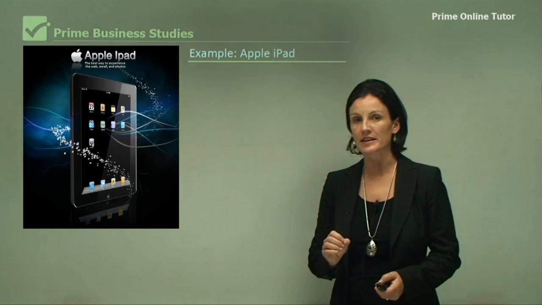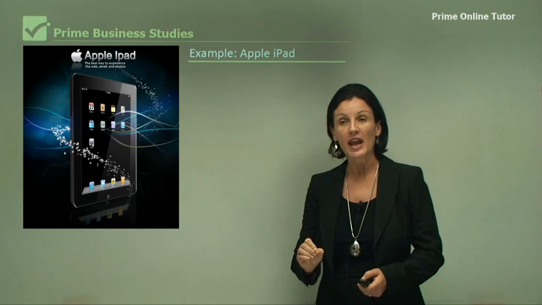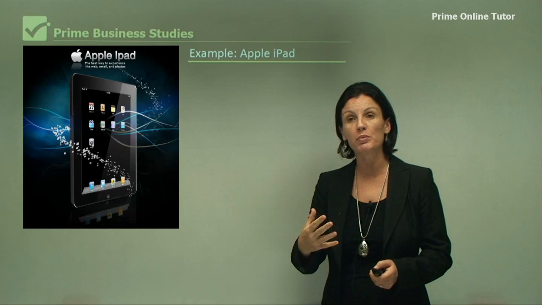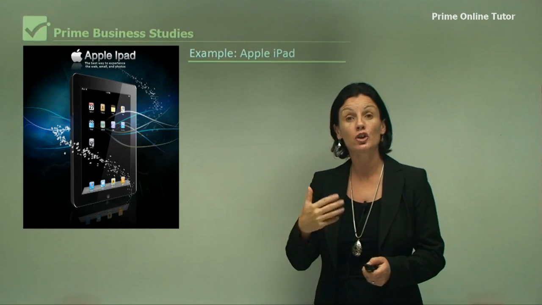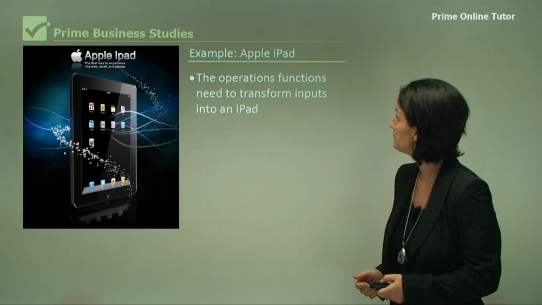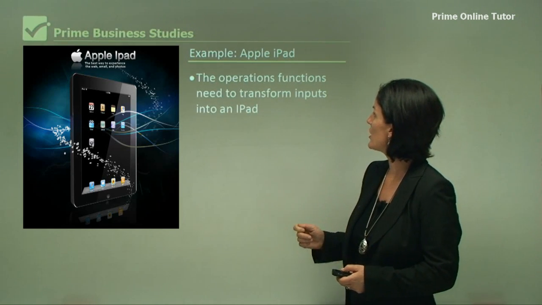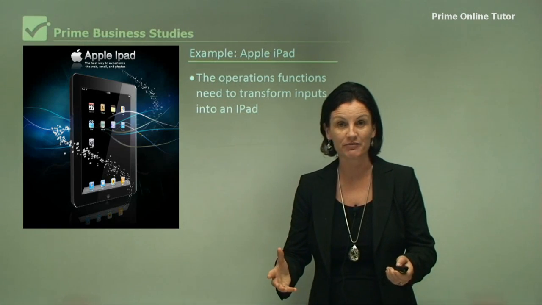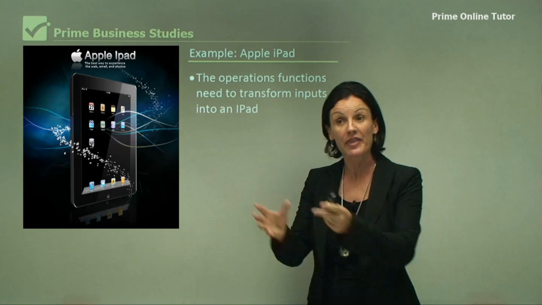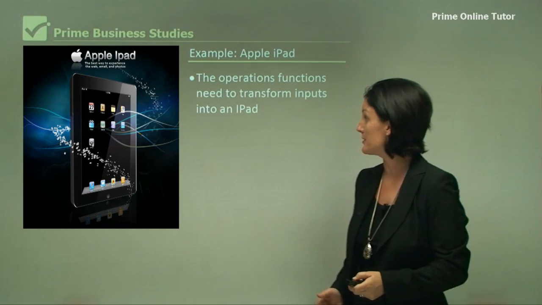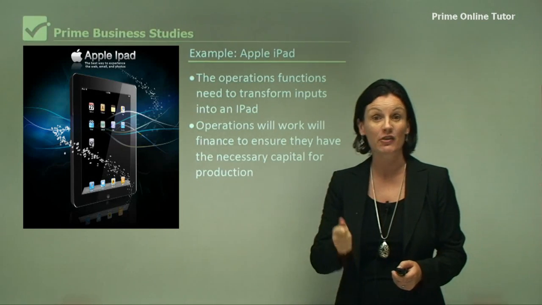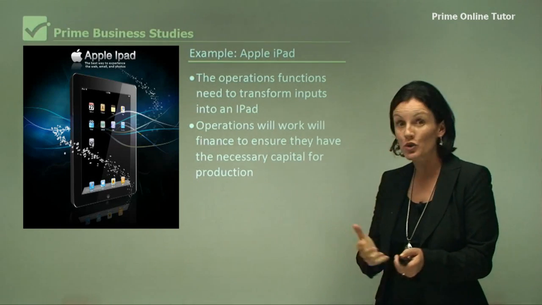Now let's have a look at an example of Apple iPad as it relates to the four business functions. In particular, how does the operations manager or function communicate with the other functions to produce an Apple iPad? The operations function needs to transform inputs into an iPad. That's their job. They've got to take those inputs, transform them, add value, and then produce the output, which is the iPad. Now, they will work with finance because finance will give them the necessary money and capital to produce.